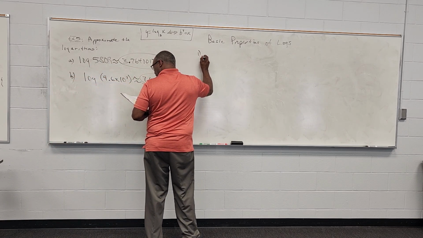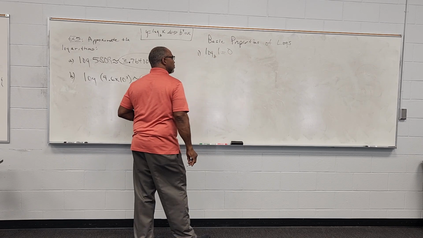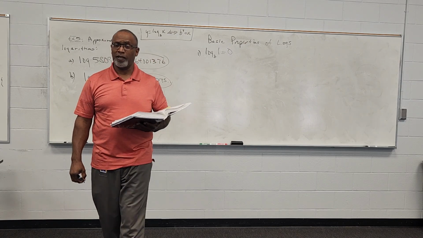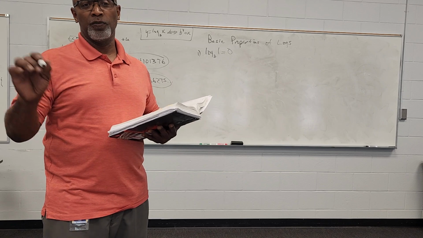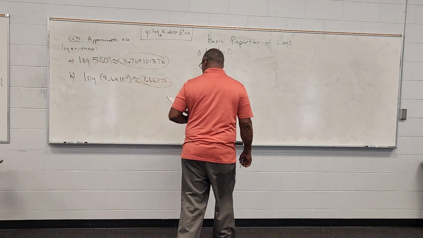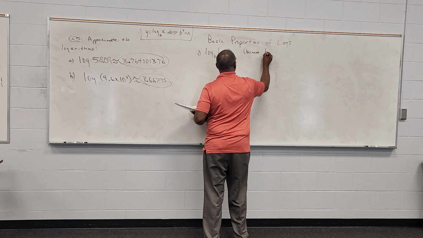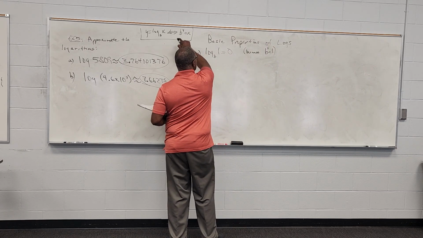So number 1, they say that log to the base b of 1 equals 0, no matter what the base. If that base is 10, log of 1 equals 0. If that base is 2, log to the base 2 of 1 is 0, etc. The base can be anything. And they say because b to the 0 equals 1.